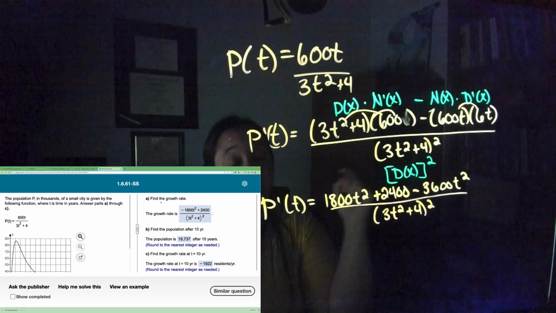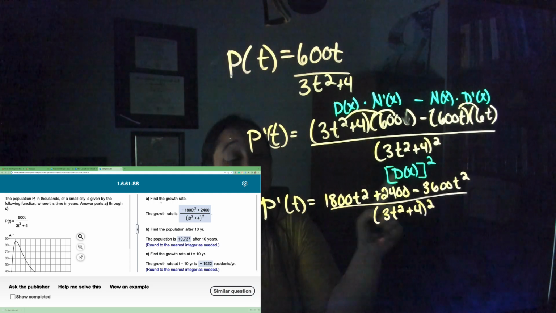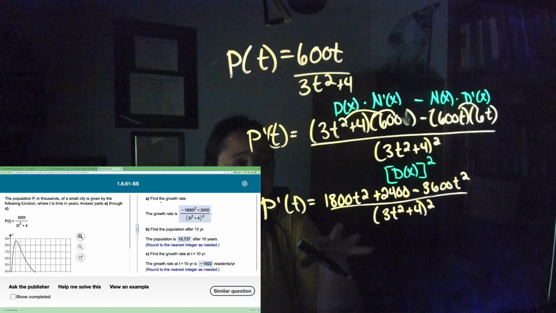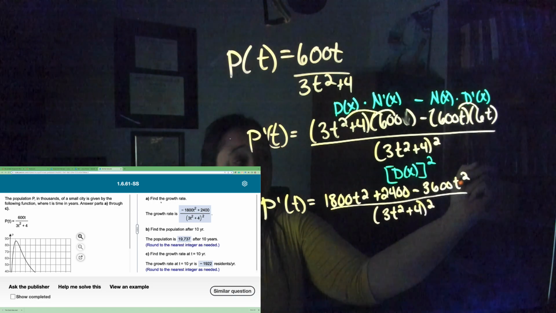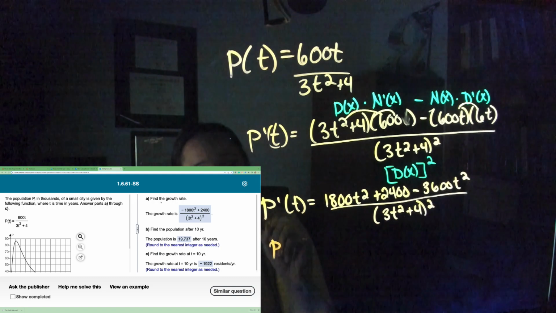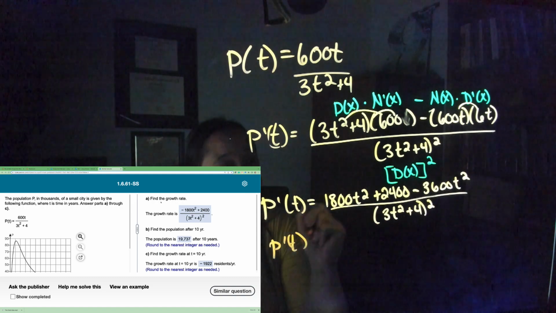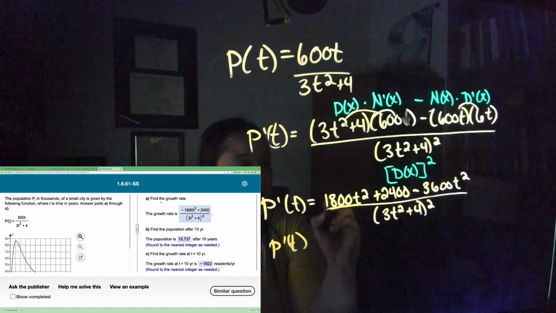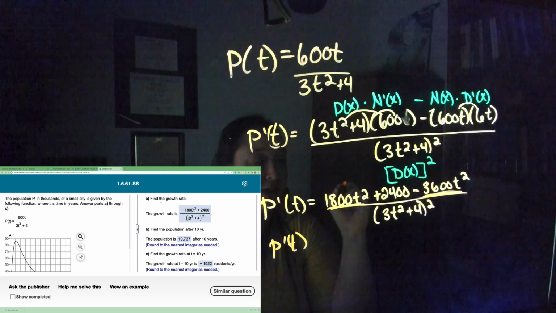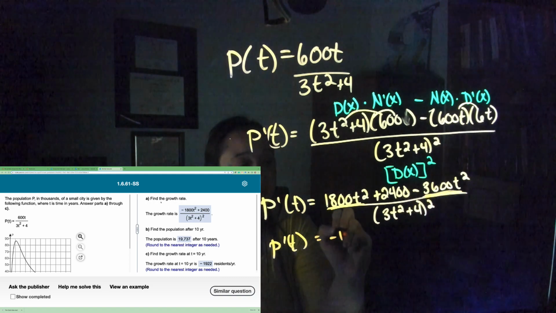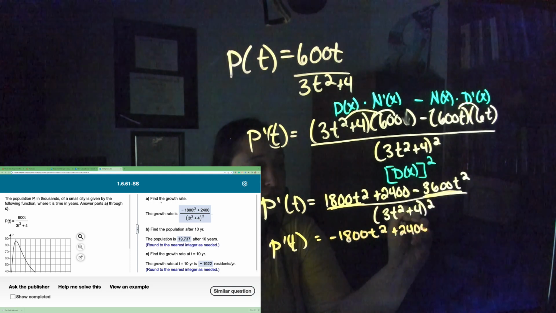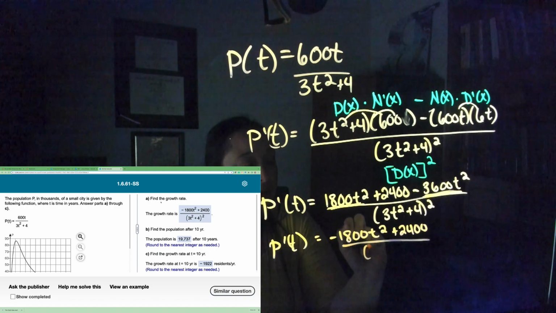Now the goal is to factor that numerator if we can. We want to simplify it, and a lot of times again factor it if we can. So that's my goal here. But before I factor, we want to simplify it by maybe combining like terms. So I'm going to look to see if I have any common terms there. And I have this 1800t squared and that negative 3600t squared. So if I combine that, I have a negative 1800t squared plus 2400 divided by my denominator.